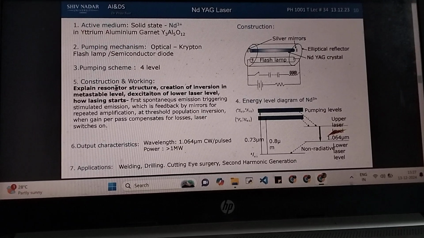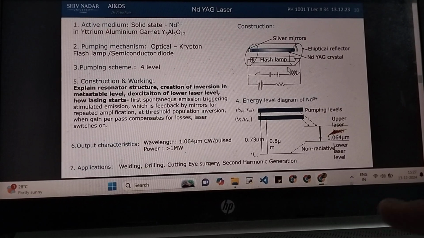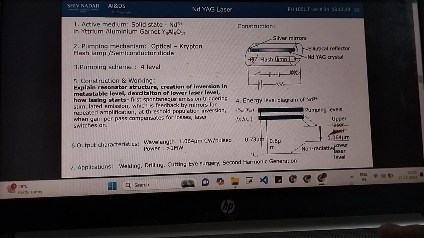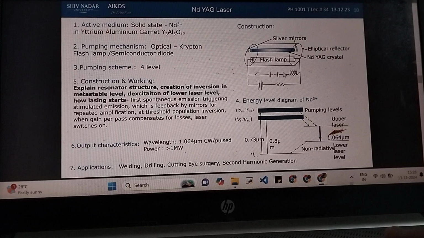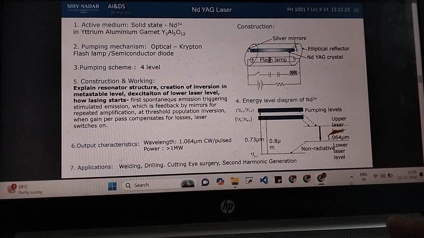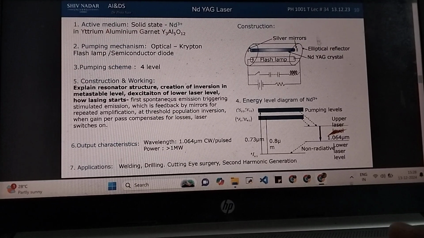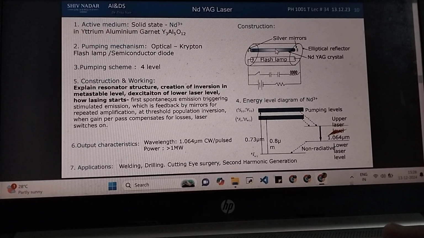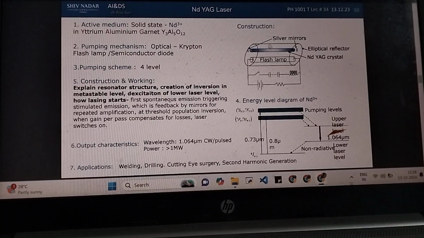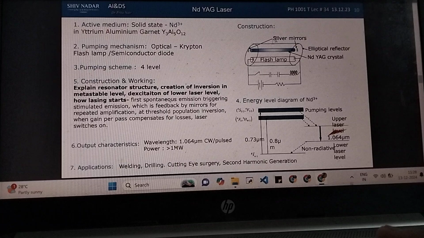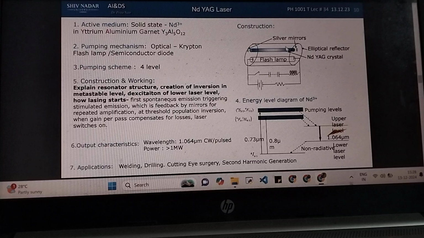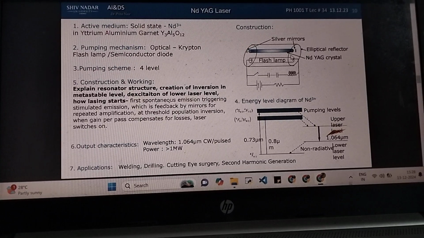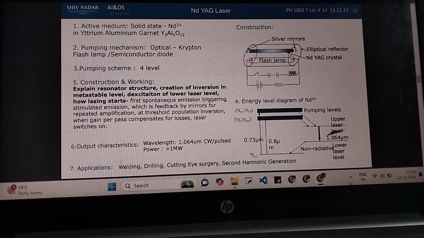Now construction and working. So this is the setup. So you have a flash lamp, which is the pumping mechanism. It is connected to batteries and so on, an electrical circuit set up to provide power to the flash lamp. Now this blue cylinder here is the ND-YAG crystal, which is your active medium, and it is placed inside an elliptical reflector, a reflector which is shaped like an ellipse. And at the two ends you have silver mirrors which act as the actual reflecting bodies.